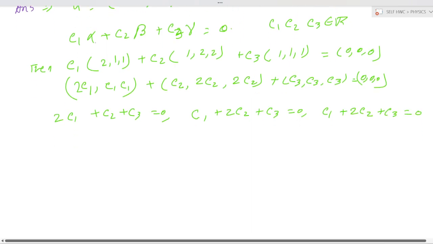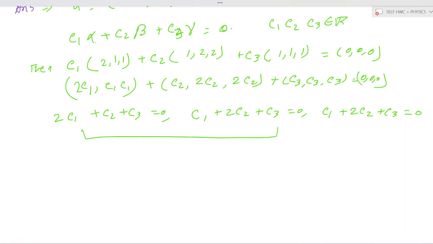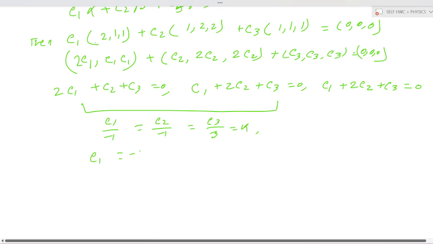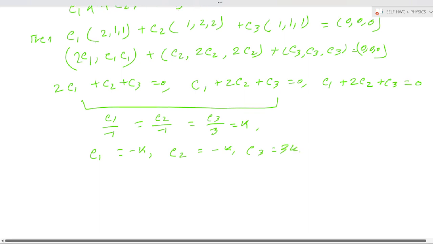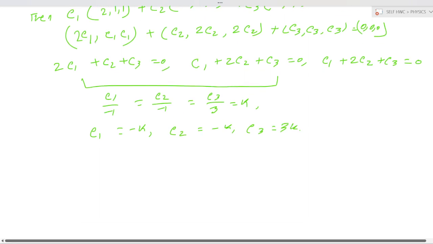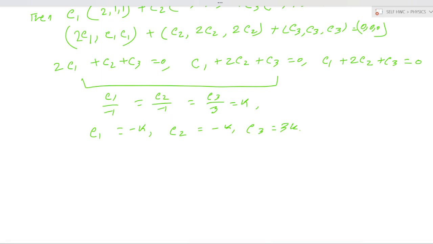So next you solve the first two equations. Okay. So C1 by minus 1 is equal to C2 by minus 1 and is equal to C3 by 3 is equal to K. Okay. And next C1 is equal to minus K and C2 is equal to minus K and C3 is equal to 3K. Okay. The last equation is also satisfied. So K is arbitrary.